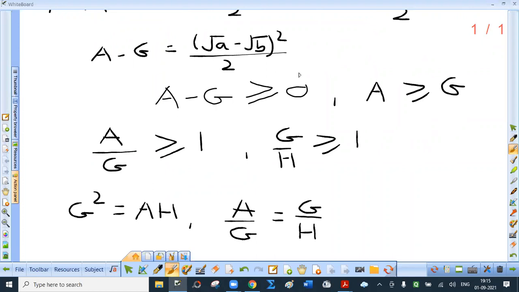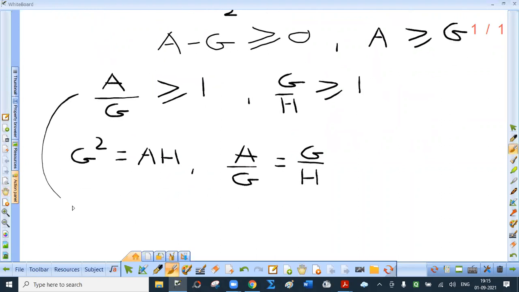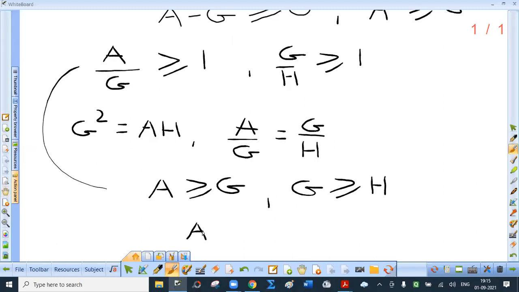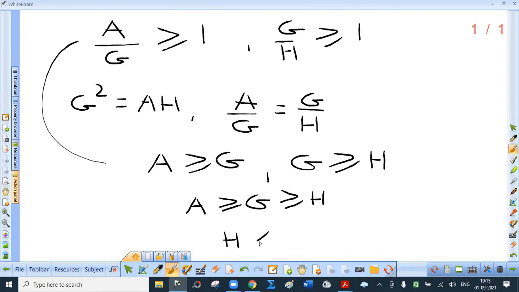Yes, I can. See, we have already proved that A upon G is greater than or equal to 1. But A upon G itself is G upon H. So can I say G upon H is greater than or equal to 1? I can. And therefore, from this, I say A greater than or equal to G and G greater than or equal to H. Can I combine these two? I can. So A greater than or equal to G greater than or equal to H. If you want to begin with H, no problem. H less than or equal to G less than or equal to A.